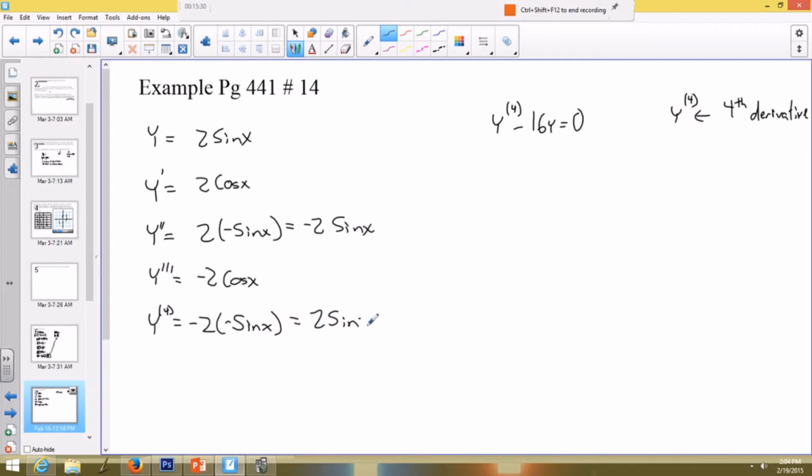And so the question asks us, is it a solution to this equation? Well, if I plug in 2 sine x minus 16 times y, which was, again, 2 sine x, I get 2 minus 16 times 2, which is 32. 2 minus 32 is -30 sine x. And since that's not equal to 0, this is not a solution.